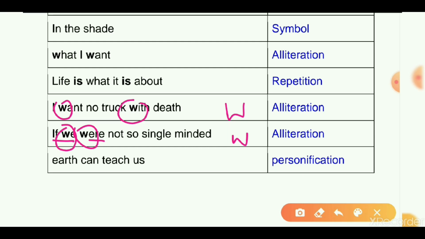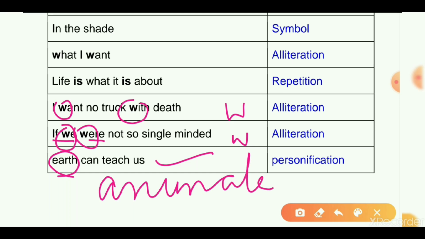So "earth can teach us", here there is personification, because earth is treated as a human being. It is made animate, giving it a lifelike quality. So earth, like a teacher, is teaching us the lesson of life. So here is personification. This one is new in this poem. And what is personification? When you make an inanimate object animate, giving it lifelike, human-like qualities. Okay, here we have treated the earth like a teacher.